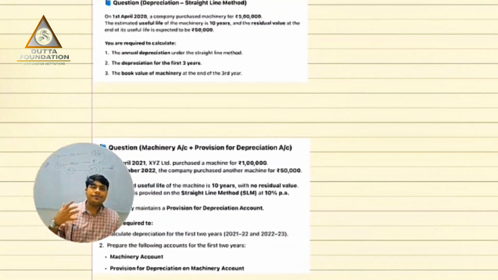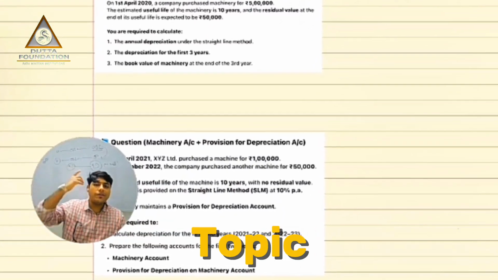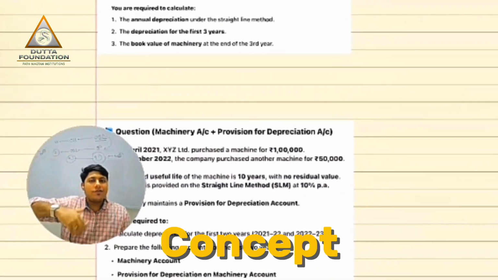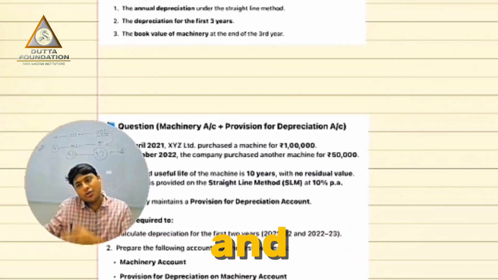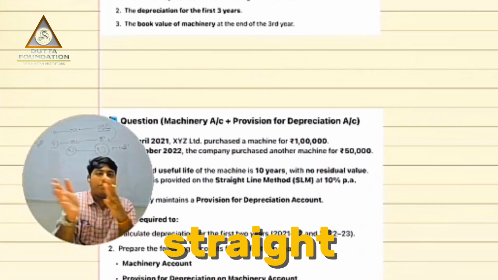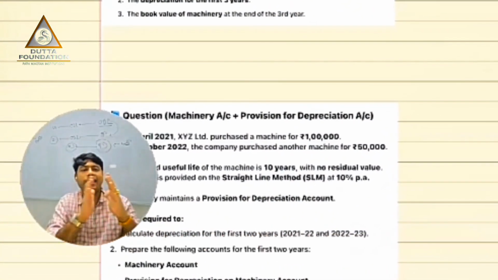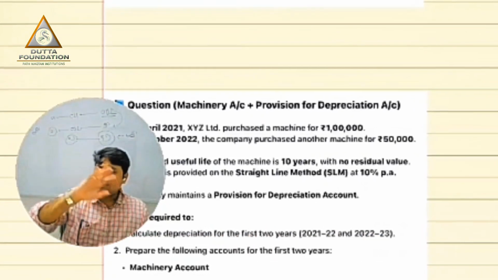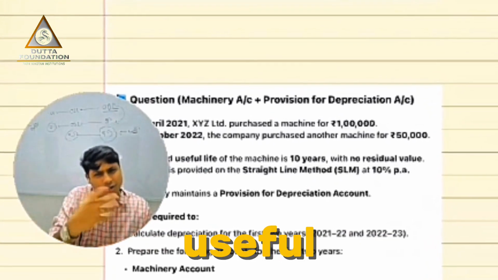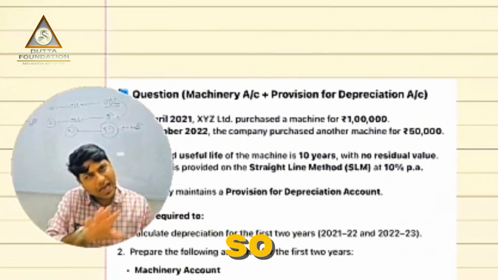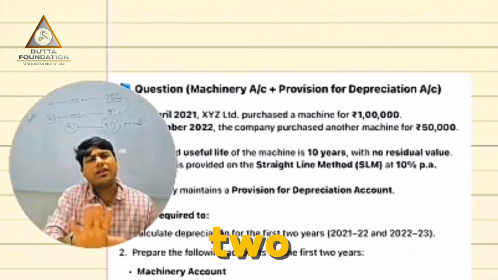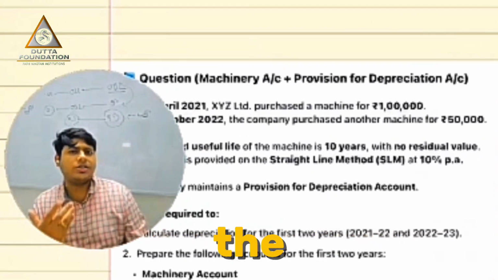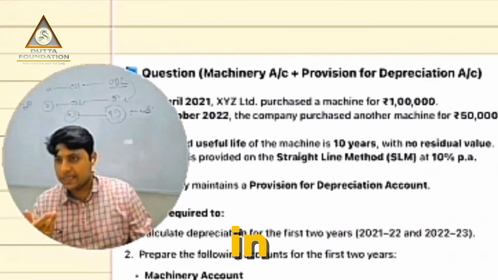So, guys, in the last topic, we had already finished the discussions based on the concept of straight line methods and how to calculate depreciation under the straight line method, with all the formulations, understanding of salvage value, understanding of cost, useful life, and all. And now we will do two simple questions, fundamental, basic questions, but the construction of the questions is all about understanding the topic in detail.